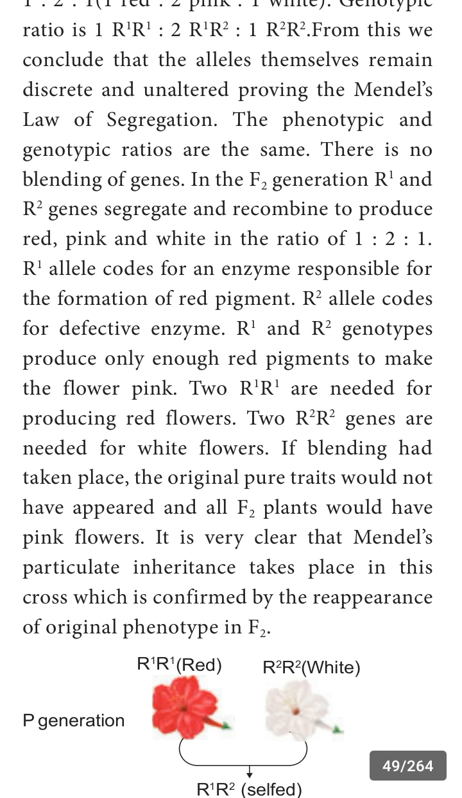So when R1 is present, it will produce red pigment, but in the genotype R1R2, this R1 will produce only 50% of the red pigment, enough to make the flower pink. So two R1 alleles are needed for producing red flowers. Two R2 alleles are needed for producing white flowers.